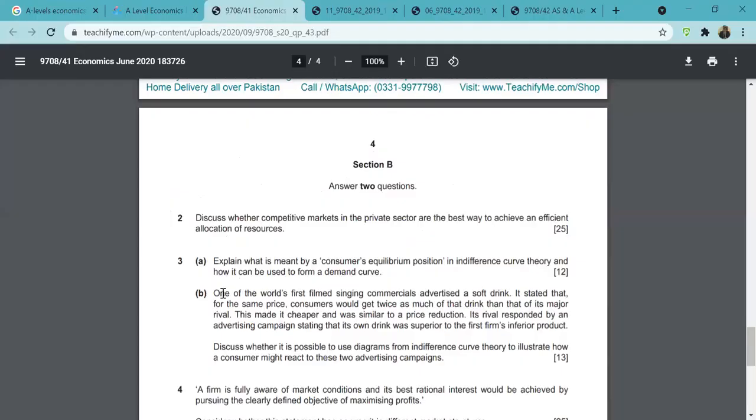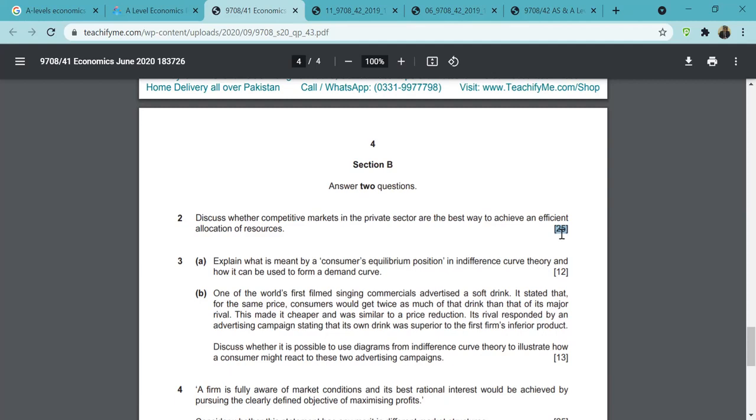Now think about this. The question was saying: discuss whether competitive markets and the private sector are the best way to achieve an efficient allocation of resources. Now, where the word discuss comes, always remember that there are two sides of the argument that you have to talk about. And another big hint in this question is that it's for 25 marks, right?